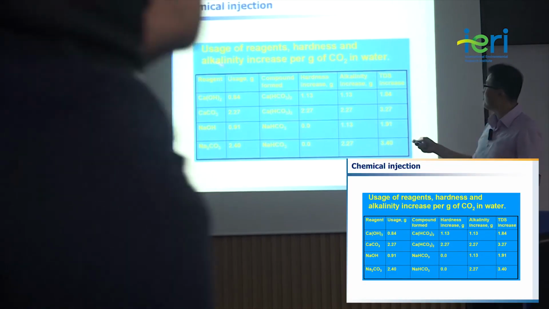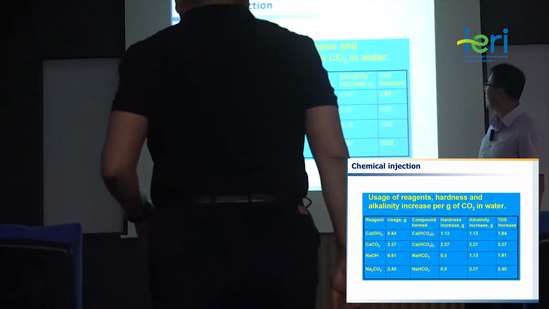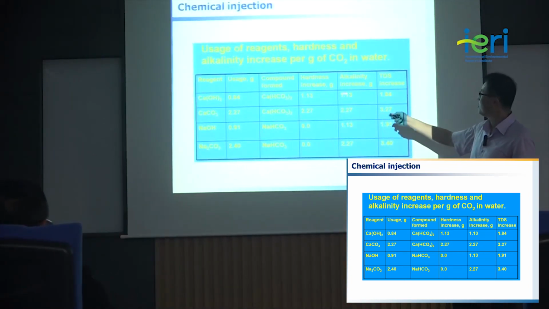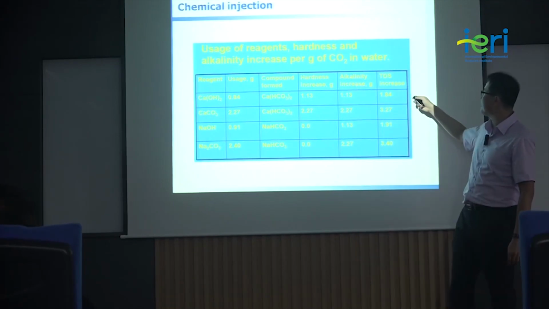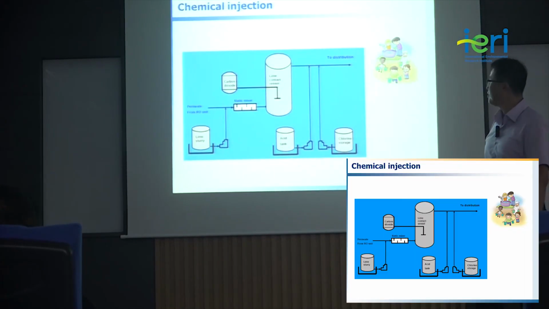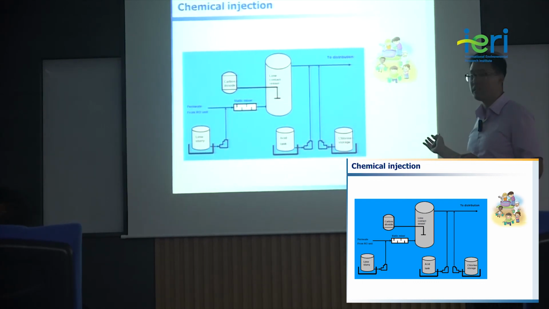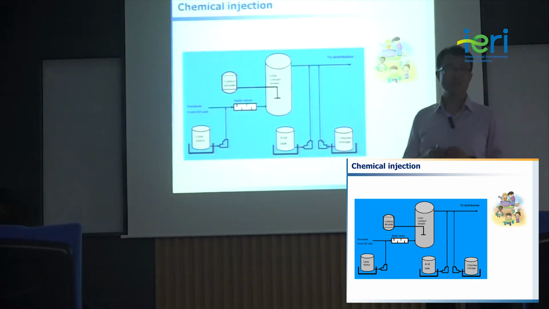So this figure shows some usage of these chemicals and the end result of putting in these chemicals. Hardness increase, alkalinity increase, TDS increase. So this figure shows putting in lime plus carbon dioxide and acid for pH control, and chlorine for disinfection for the water distribution system. So this is the end of the slide.